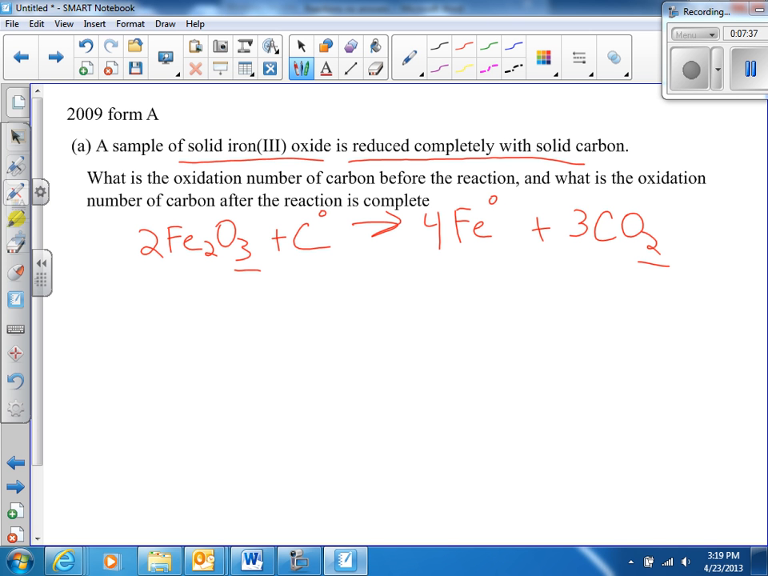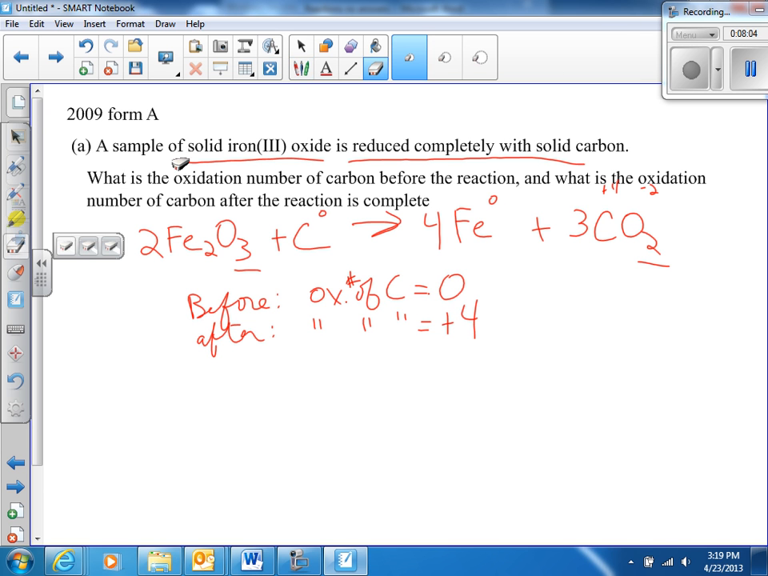All right, what is the oxidation number of carbon before and after? Before, oxidation of carbon is 0, and after, the oxidation number of carbon is, O is -2, so the carbon is +4. Let's erase our charges there. We don't want that in our answer. Done with that one.